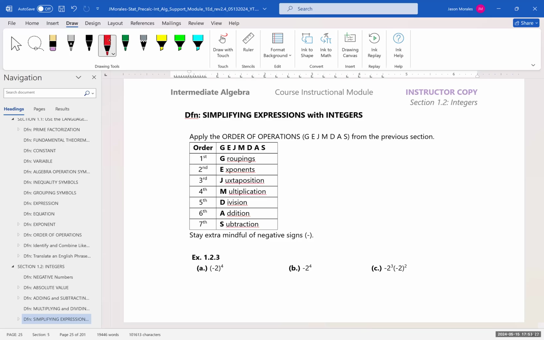So moving on, let's look at simplifying expressions with integers. To do so, we're going to apply the order of operations from the previous section. So this was GEJMDAS.